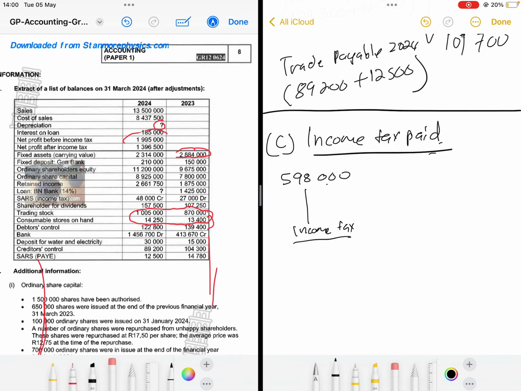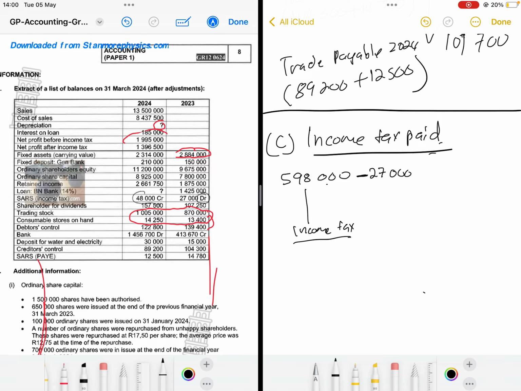All together. Now coming to the SARS income tax. Look, I start with last year. It's a debit, meaning SARS was owing us, an asset. So what should I do? I have to reduce the current year tax. You see, by 27,000 I have reduced the tax that I have to pay.